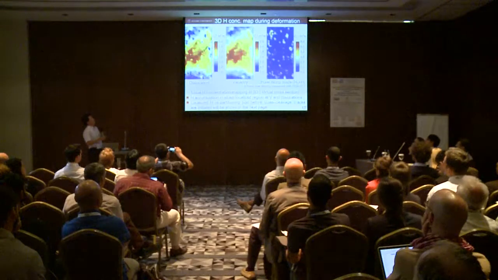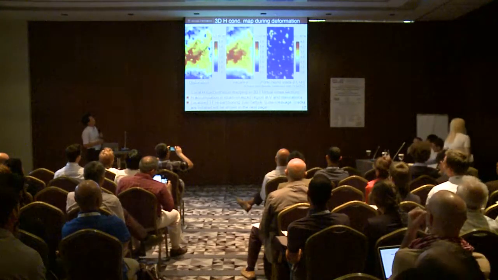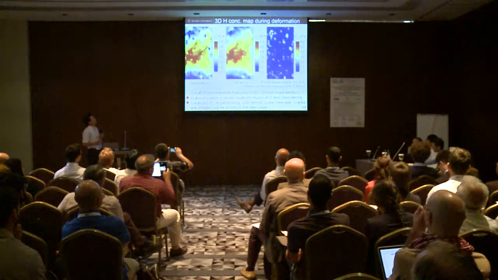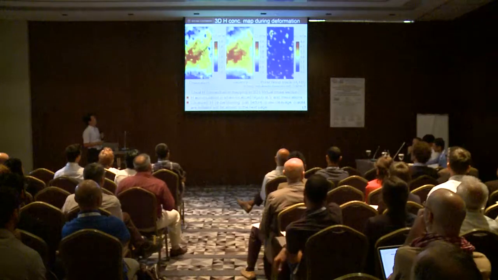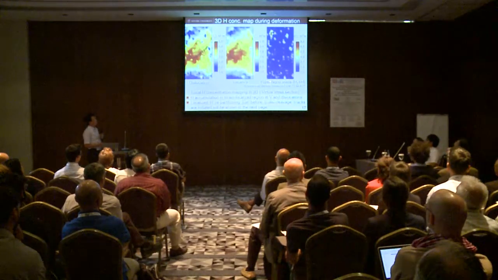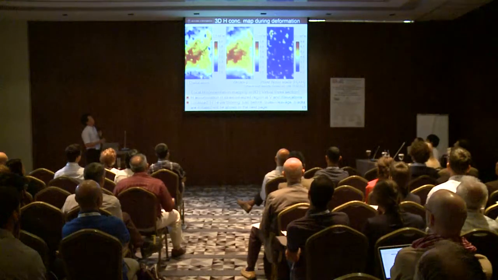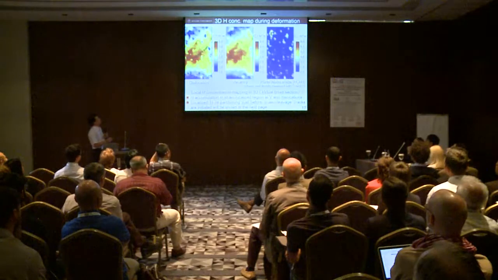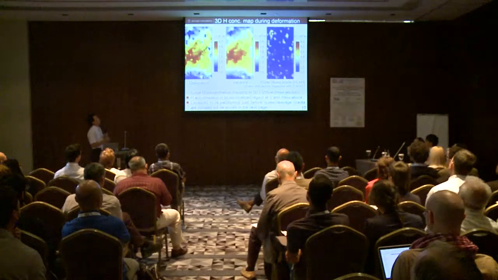And this is 3D hydrogen concentration distribution during deformation. So we are looking at hydrogen concentration at the dislocation, hydrogen concentration at vacancy, and hydrogen concentration at micropore and nanovoids. And you can see that hydrogen concentration is fairly high for dislocations and vacancies in the strain localized regions.